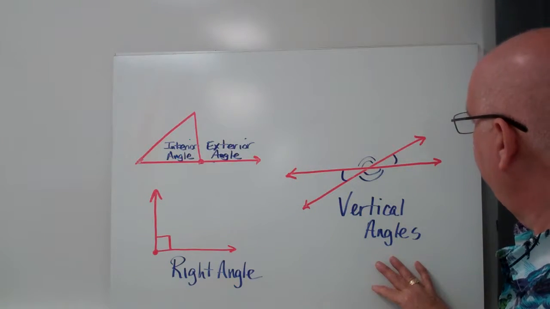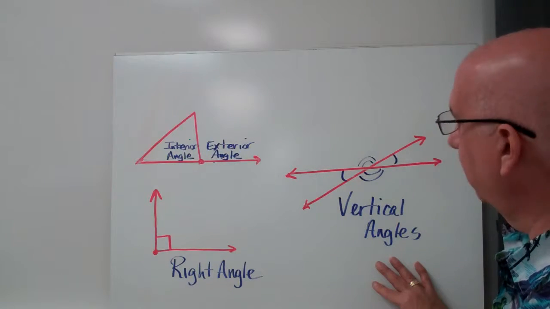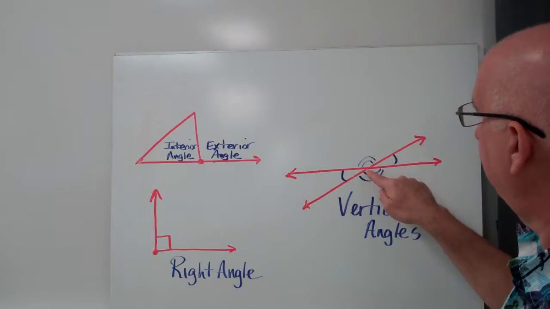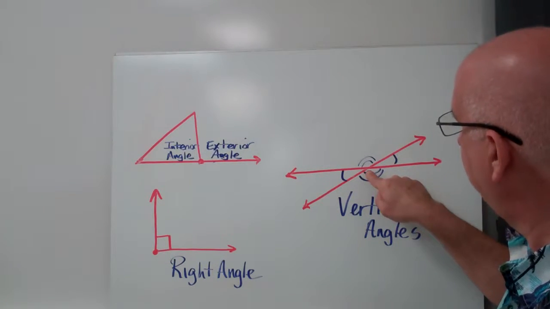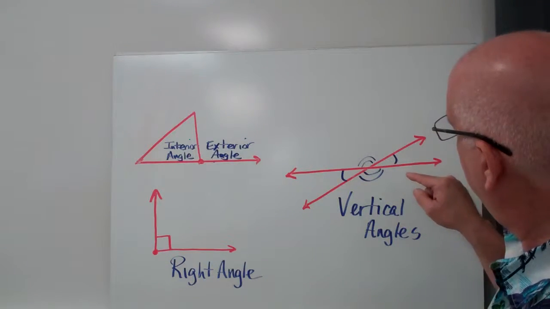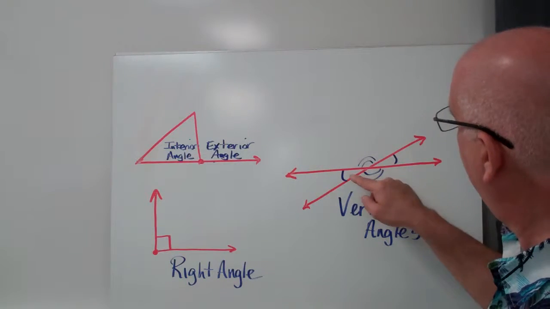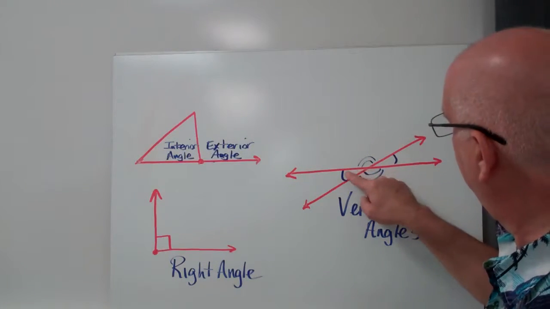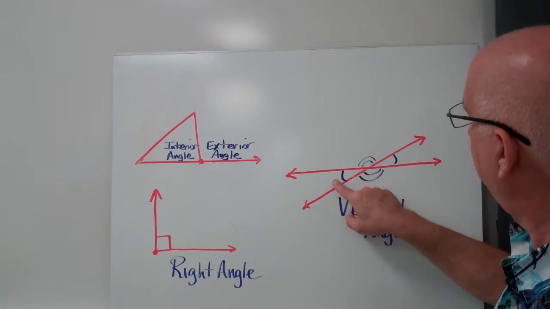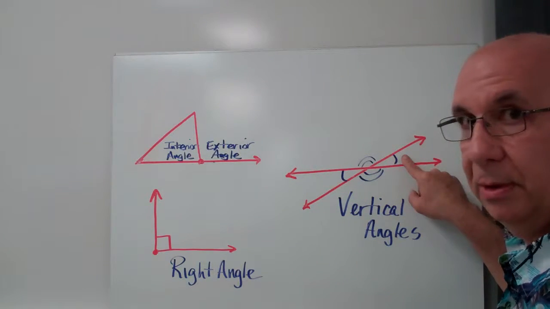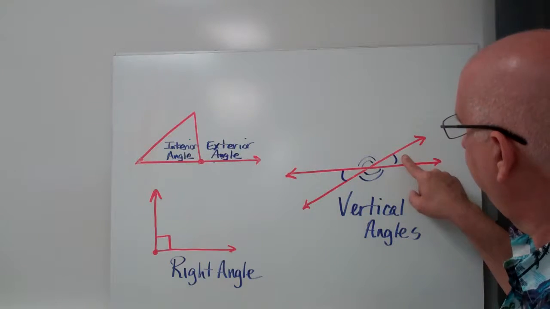This is a pair of vertical angles. Vertical angles are formed at the intersection. That means they have a common endpoint here, a common point where they intersect. And opposite angles, vertical angles, are always going to be congruent. So this single arc here is congruent to this single arc here.